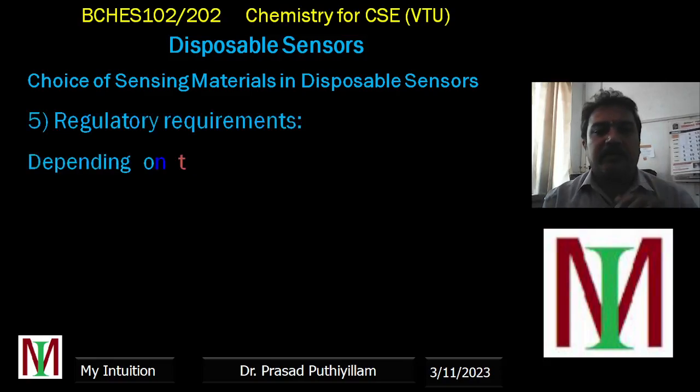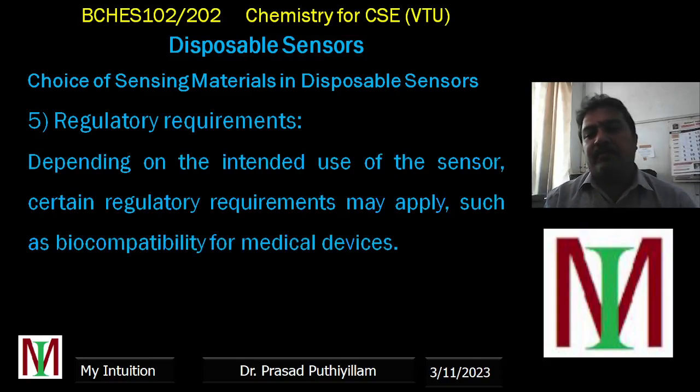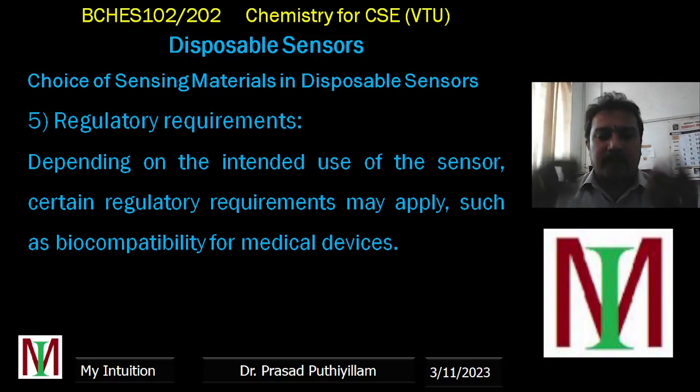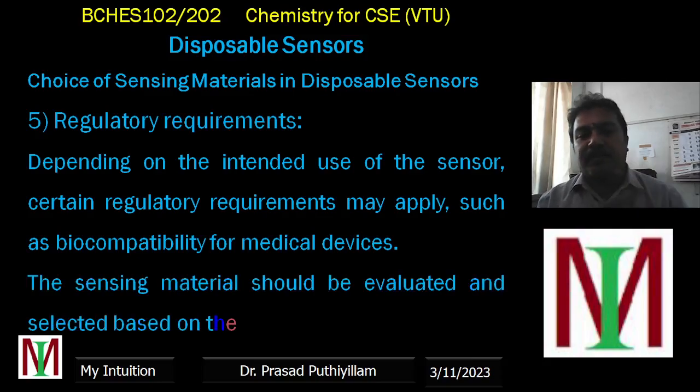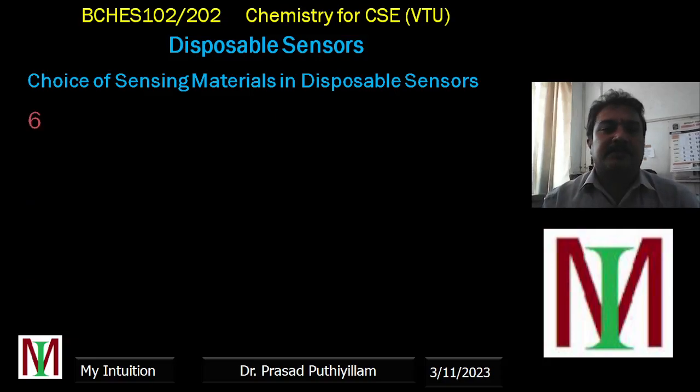Regulatory requirements. Depending on the intended use of the sensor, certain regulatory requirements may apply, such as biocompatibility for medical devices. That means if the disposable sensor is brought into contact with a person's body, an animal's body or any medical device, it should be compatible with the body. It should not create allergic reactions or any other issues to the person or where we are applying it, mainly in medical devices. We call this biocompatibility. The sensing material should be evaluated and selected based on this requirement. Many government rules and regulatory requirements are there, and it should pass them if you are using the material for medical devices.